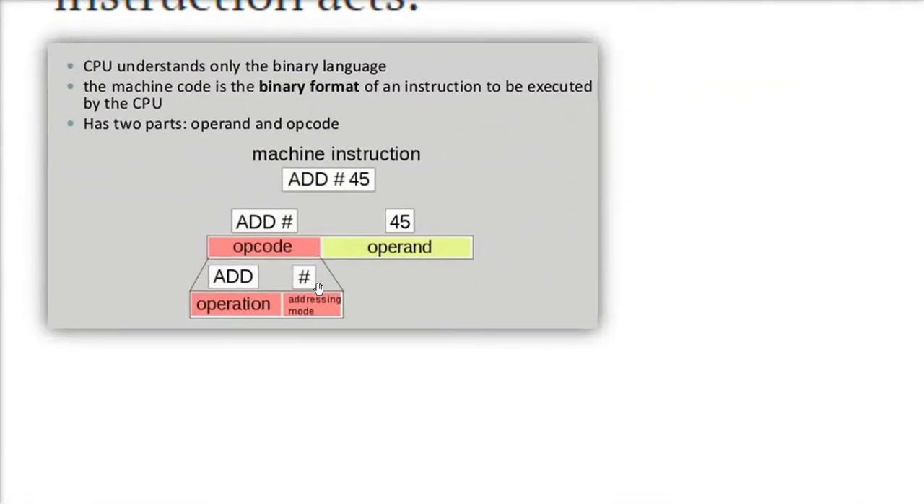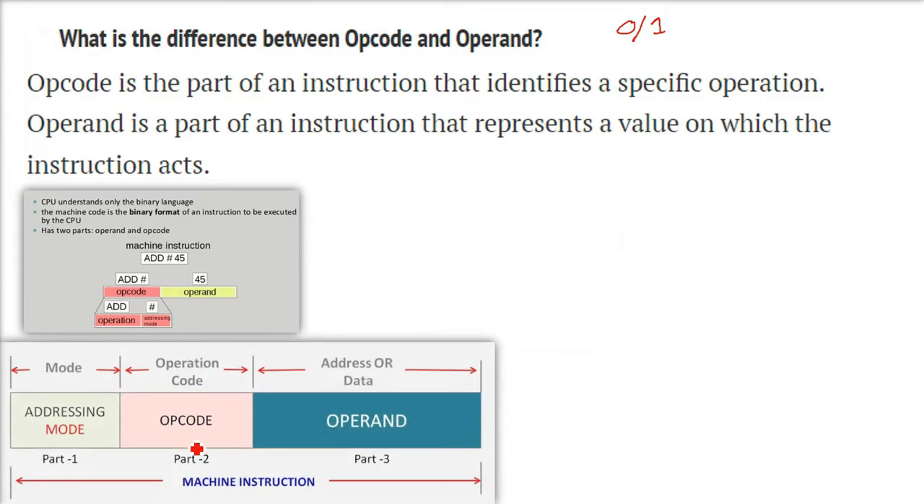For example, you have ADD and then 45. The opcode, the first part, by itself tells what kind of addressing mode it is going to use. There are 5 types of addressing mode: direct, implied, indirect, and so on. But what data is it working on? That is indicated by the operand. So you can divide this machine instruction into 3 parts. The opcode says what the addressing mode is, and the data it is going to work on will be the operand.